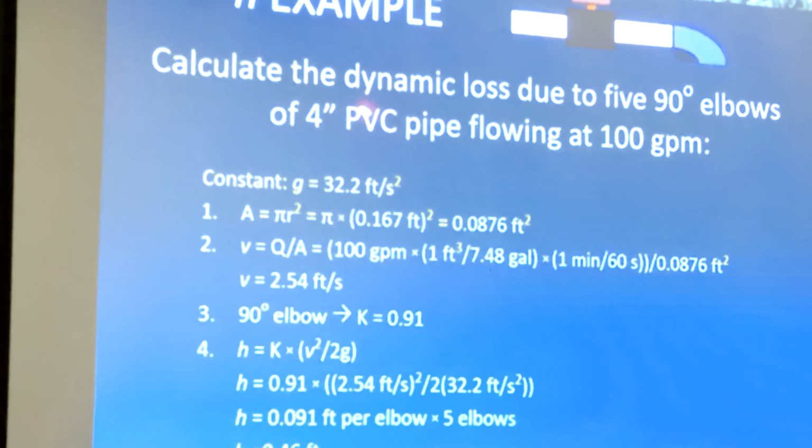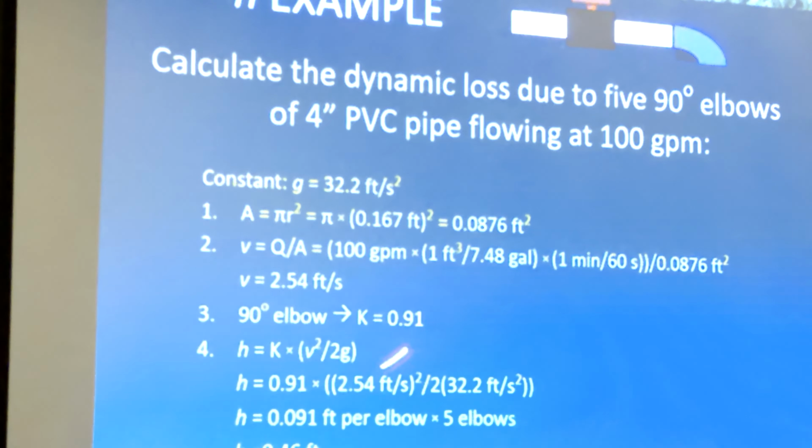So in this case, we'll keep our 4-inch pipe at 100 gallons a minute, but we'll have 5 90-degree elbows. We want to know the head loss from the elbows. Again, calculate the area of the pipe. That hasn't changed. Velocity hasn't changed. It's still 2.5 feet per second. It's 100 gallons a minute in a 4-inch pipe.